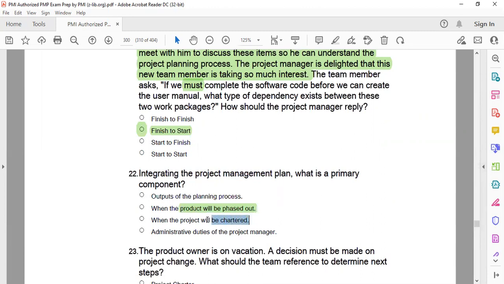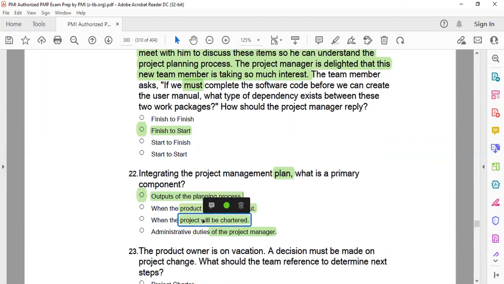And project management plan comes after the charter. So it cannot be the answer. How can you think like this? Project management plan comes after the charter, so C cannot be the answer. And administrative duties of the project manager will happen at the time of execution, and you are at planning stage. So output of the planning process is the answer.